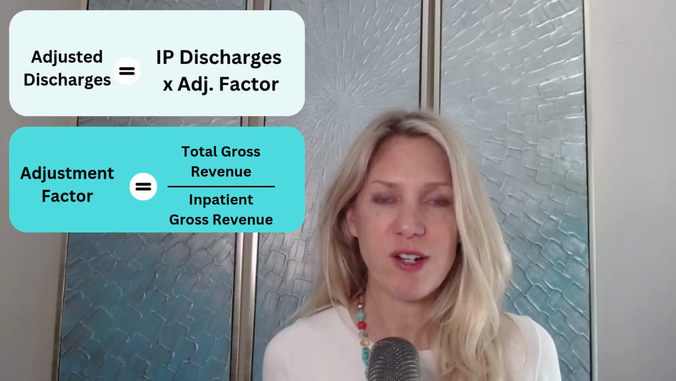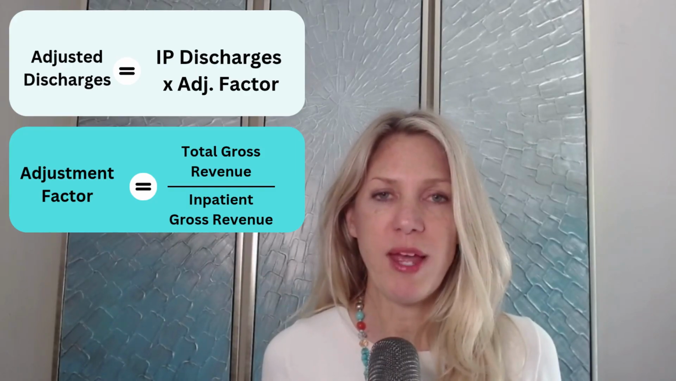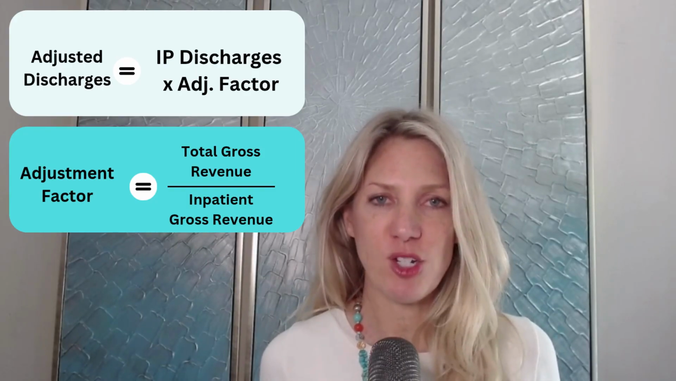Now, this is really important in the hospital world because the trends that we're seeing over the last several years are a shift from inpatient to outpatient settings. So outpatient care can be a big portion of a hospital's business. So what we're doing is we're reflecting that by adjusting our inpatient discharges. The way that we do that is we take our inpatient discharges and we multiply them by an adjustment factor. That adjustment factor is your total gross revenue divided by your total inpatient revenue.